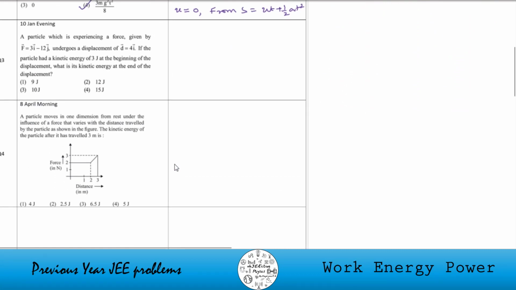Next question. A particle which is experiencing a force given by F bar is equal to 3 I bar minus 12 J bar undergoes a displacement of d bar is equal to 4 I bar. If the particle had a kinetic energy of 3 joules at the beginning of the displacement, what is its kinetic energy at the end of the displacement? Solution.